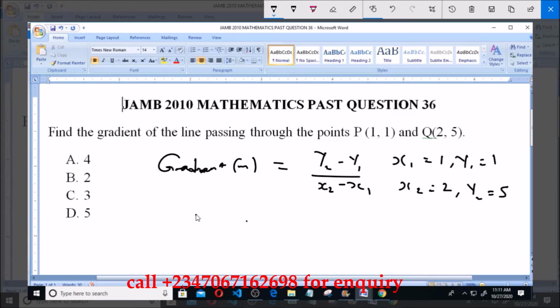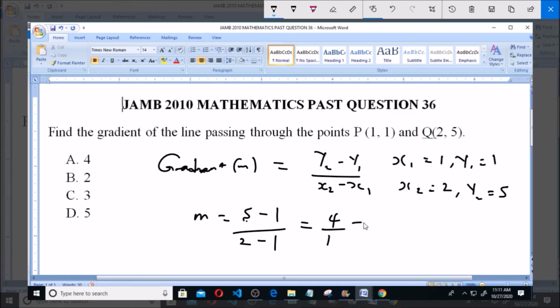So therefore gradient M is equals to 5 minus 1 all over 2 minus 1, and this is equals to 4 all over 1, which is equals to 4. So the gradient is 4, which is option A.